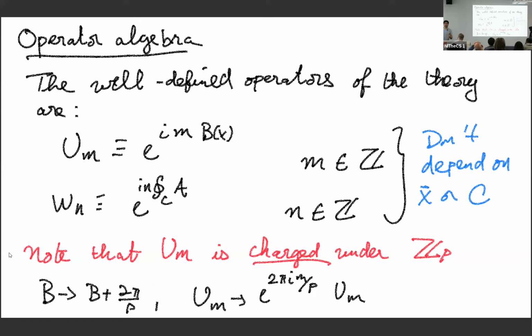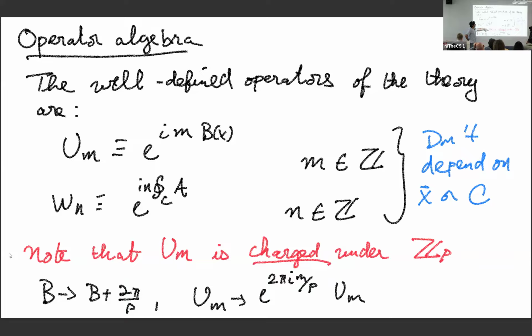The other good operator that I can define, which is gauge invariant, is the Wilson line. The Wilson line is e to the i n times the integral of A over some closed loop. And n also has to be an integer. The reason n has to be an integer is not so clear, but it has to do with the fact that the gauge group is compact. I would like to skip that argument if that's okay, but you just have to believe me that these operators are only well defined if these n's are integers as well. Okay?